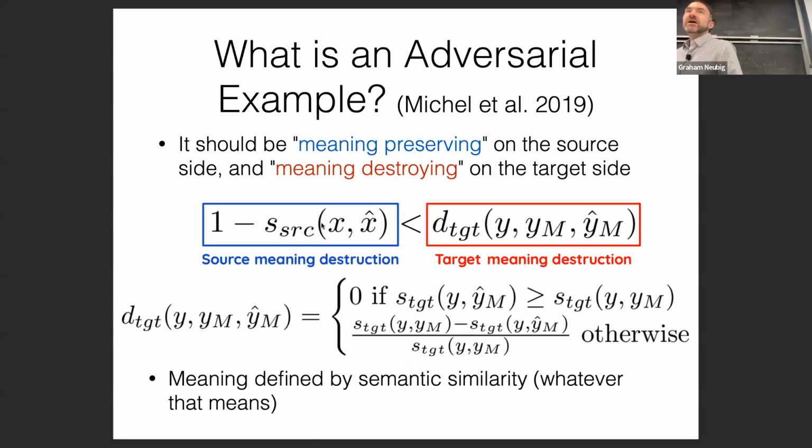Meaning here is defined by some metric of semantic similarity between the inputs and the outputs. We intentionally left this underspecified, although we did try a few of them in the paper. But the important thing here is that it doesn't matter how we measure semantic similarity, this definition will still hold. So if we get a much better model of semantic similarity in the future, then we could just swap it in here and the same equation would still be relevant with respect to defining adversarial examples.